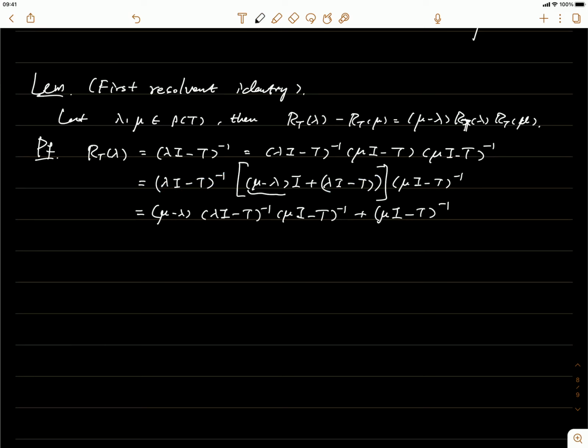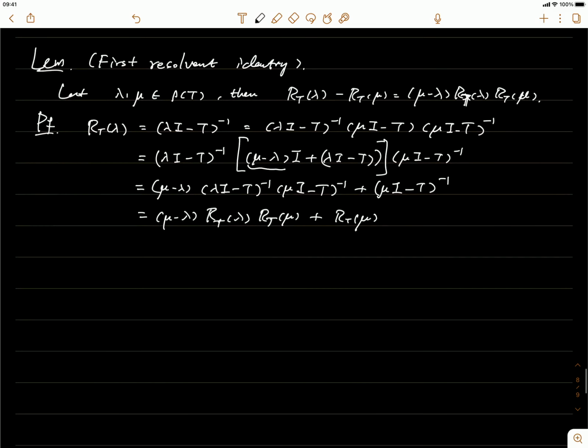If I write this using the notation of the resolvent, this is just that plus R_T(mu). And by subtracting this on both sides, I will get that one. Okay, that's the first resolvent identity.